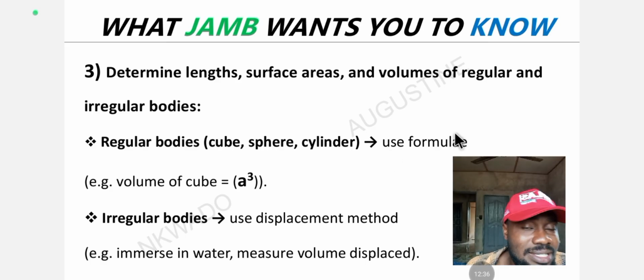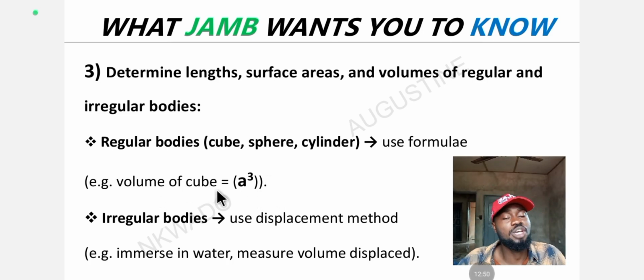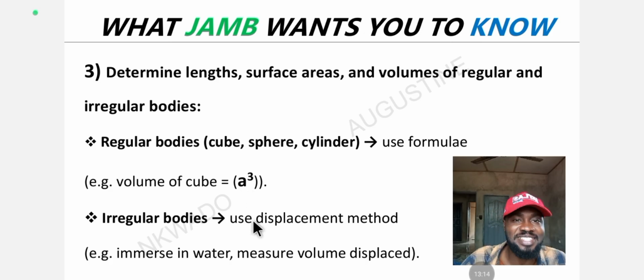You use formulas to measure the volume and surface area of these kinds of bodies. For example, the volume of a cube. When the shape is cubic, the volume is side times side times side. That is the volume, so that's what you use in calculating. This one is basic mathematics. You have to know the area of a sphere, area of a circle, area of a square, and so on. Length times breadth. All these things are very easy. So for regular shaped bodies, you use their formulas. All of them have their own formula.